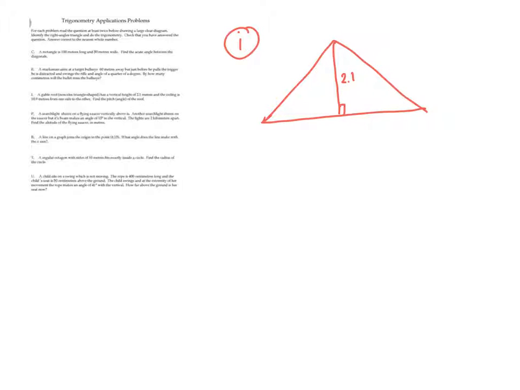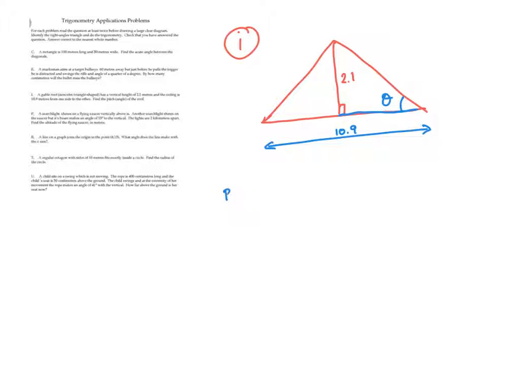Question I talks about a gabled roof. There's your roof there. You know the height, which comes down the middle, is going to be 2.1 meters, and the distance across the bottom here is given as 10.9 meters. So if you split 10.9 in half, you'll get this distance here, and then we're looking for this angle theta for the answer.